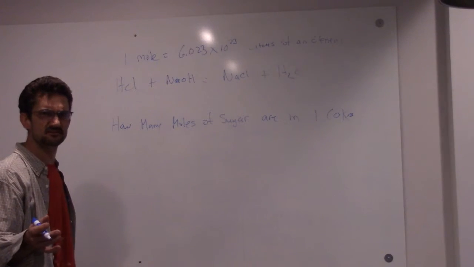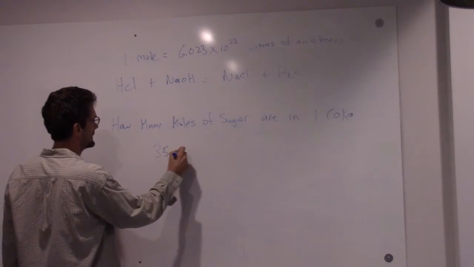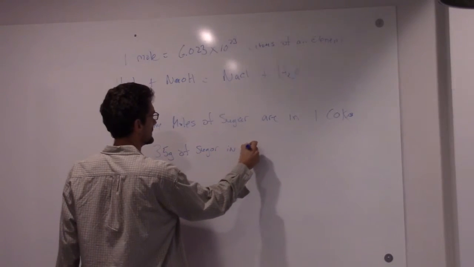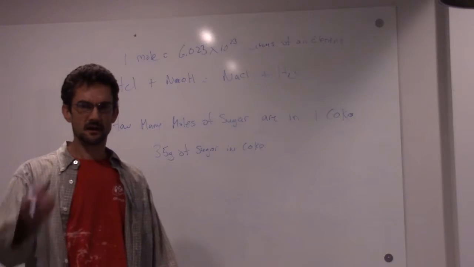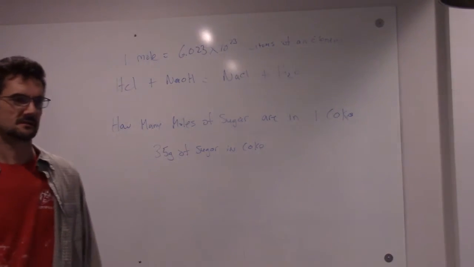I think there's 35 grams. Okay, so there's 35 grams of sugar in Coke. What's the molecular weight of sugar? Oh my gosh, I have no idea.